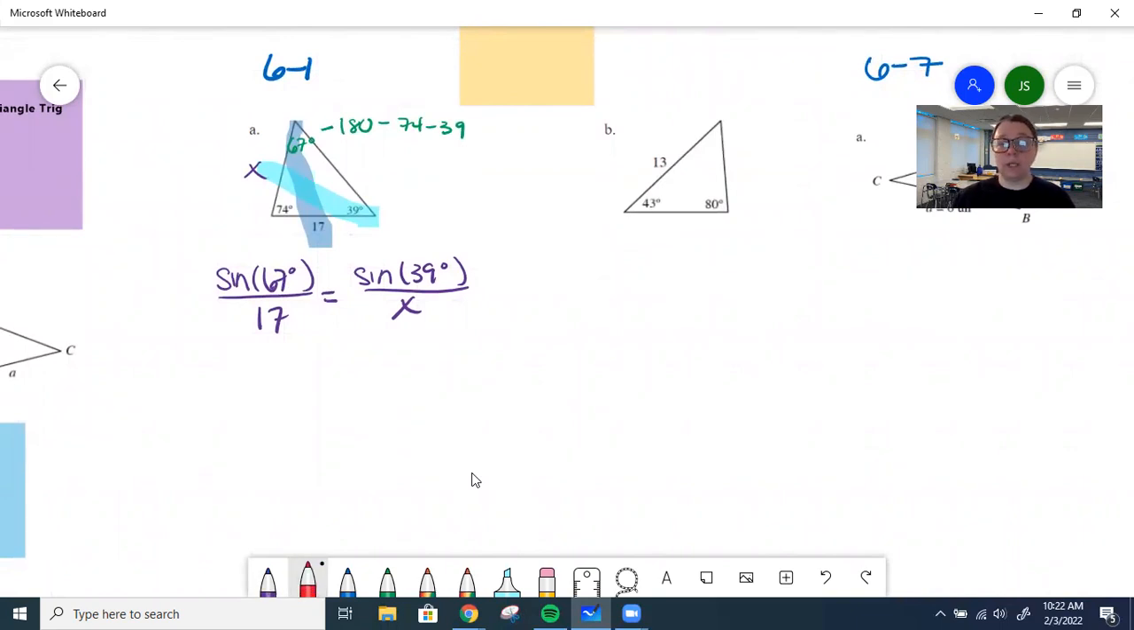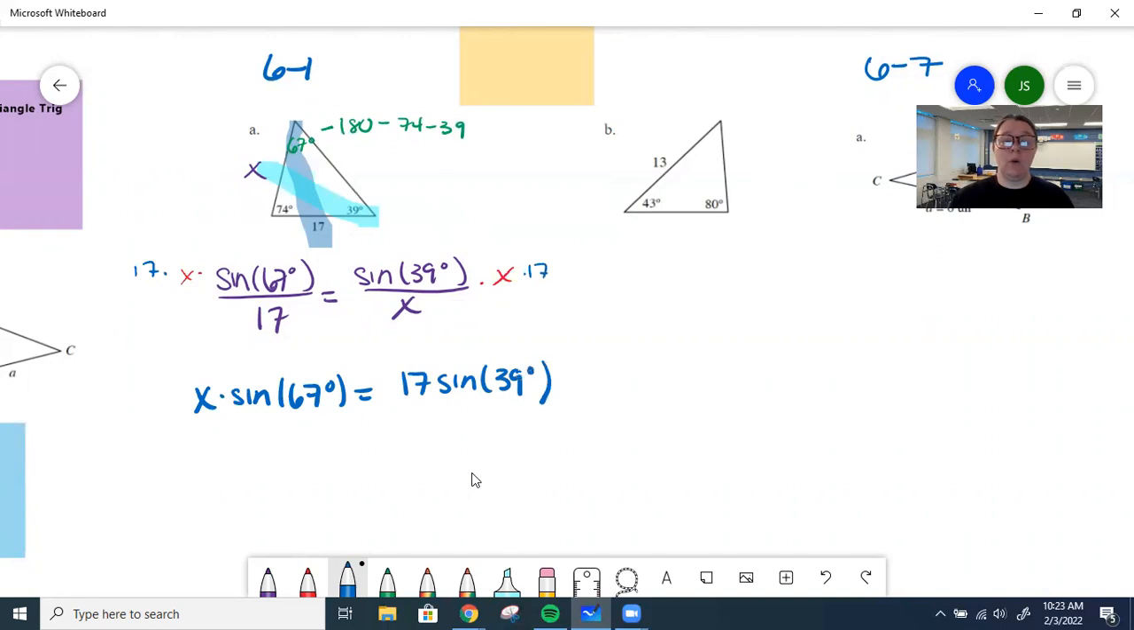The reason that works is because, if I don't want this x here, I'm going to multiply both sides by x, and then I don't want this 17 here, so I'm going to multiply this by 17 and this by 17, kind of like multiplying through by your common denominator. When you do that, what you end up with is x times the sine of 67 equals 17 times the sine of 39, which is the same as if I multiplied this diagonal together, right? x times the sine of 67 equals 17 times the sine of 39.